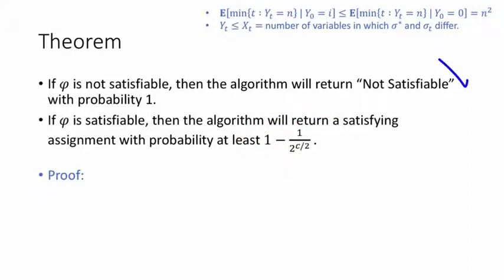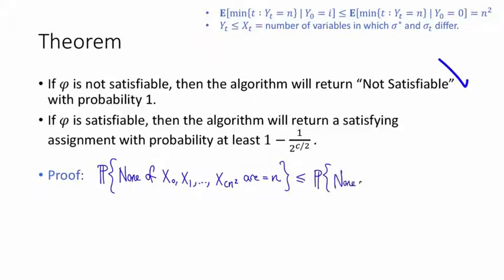So to see why that's true, let's write the probability that we fail to return a satisfying assignment. That's the same as the probability that none of x naught, x1, up to x sub cn squared are equal to n, which by the fact that y sub t is always at most x sub t is less than or equal to the probability that none of y naught, y1, up to y sub cn squared are equal to n.